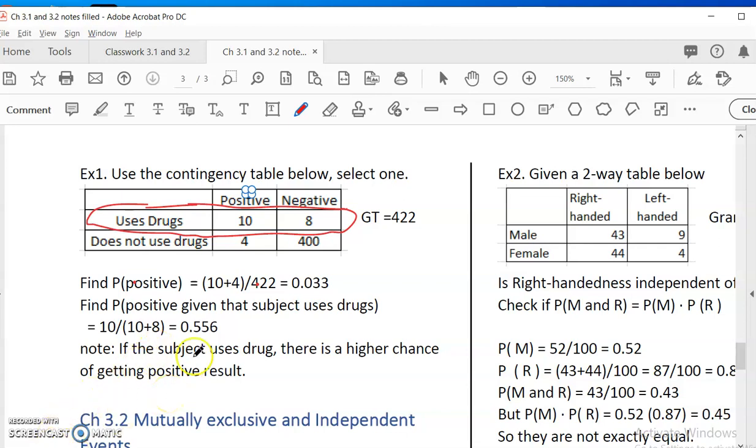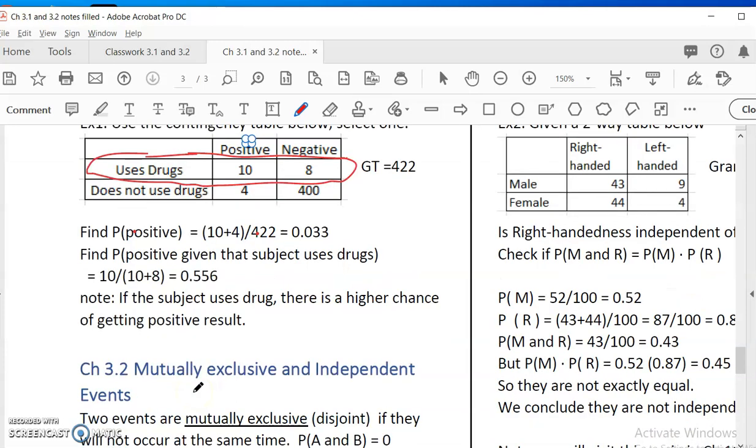And in 3.2, we'll use this and or to introduce two new terms called mutually exclusive and independent events.